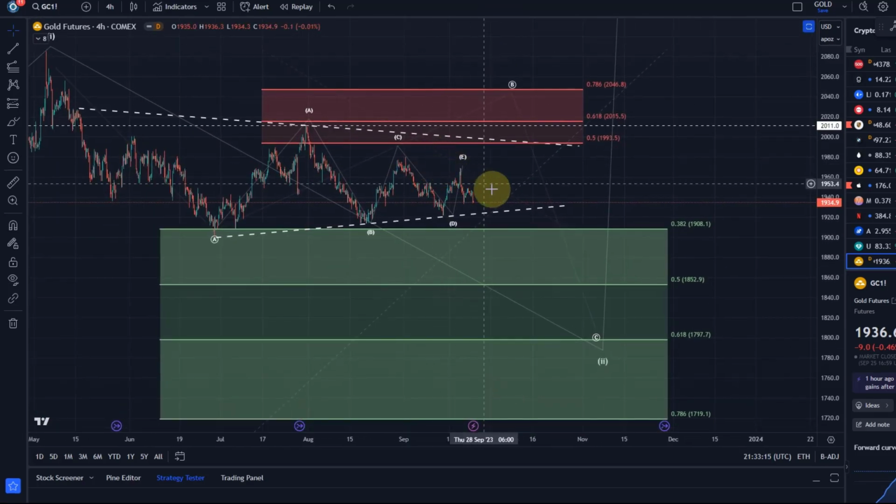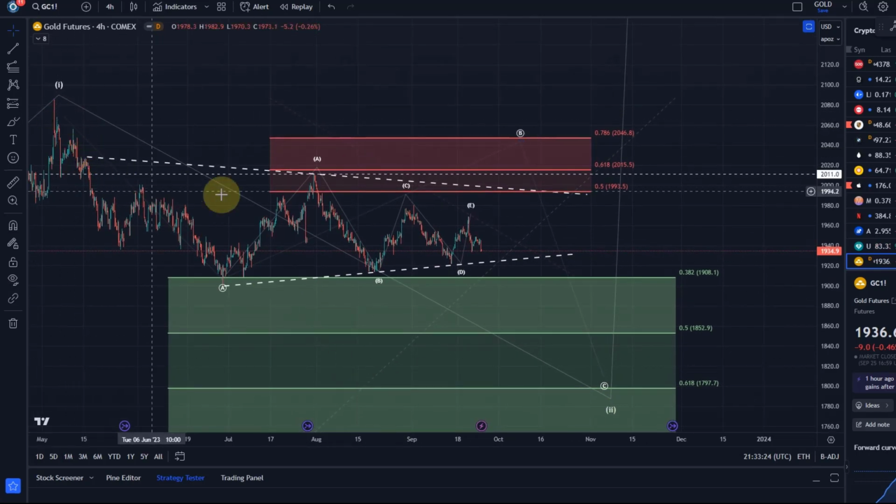I would say either we break down and then complete the wave 2 here, or we do the B wave higher first and then come down in the C wave. It would simply delay the sell-off, in my opinion. At least I have no confirmation or indication that we've bottomed already. So it would be a very unusual bottoming structure.